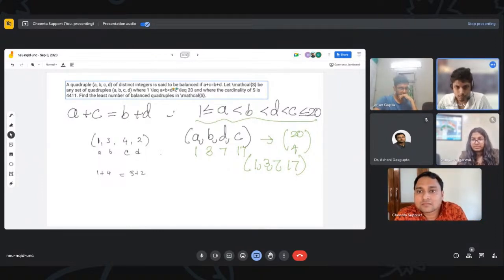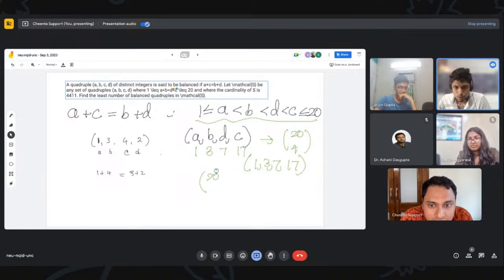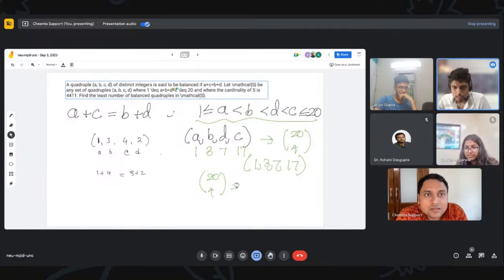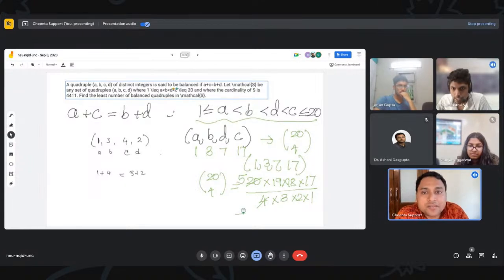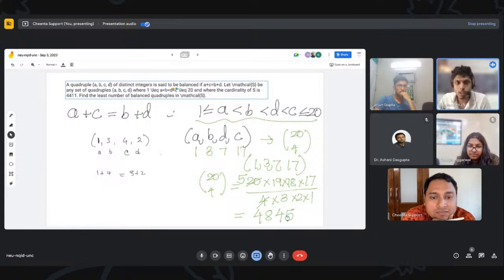And what is 20 choose 4? It is 20 into 19 into 18 into 17 by 4 factorial, which is 4 into 3 into 2 into 1. I just used a calculator. It says 4845. Correct. So let's go back to the question.